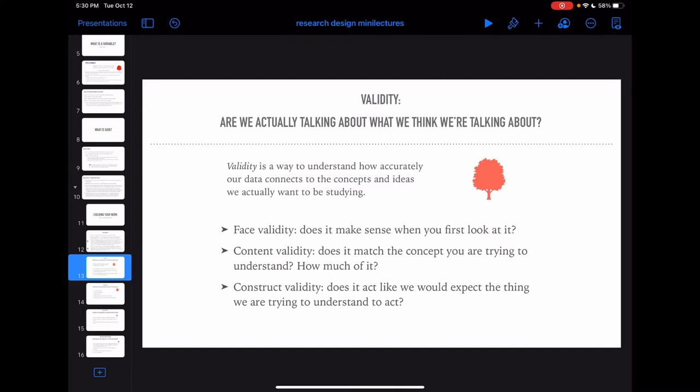And so there are a couple different types of validity, right? So face validity is, does this concept make any sense whatsoever, right? So let's say I want to study how democratic a country is based on how many different brands of cars are available to consumers in that country. Well, that's utter freaking nonsense, right?